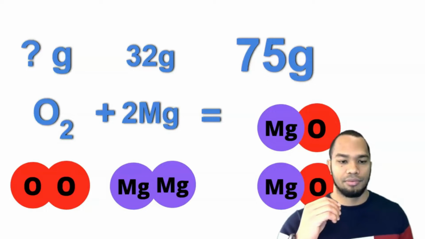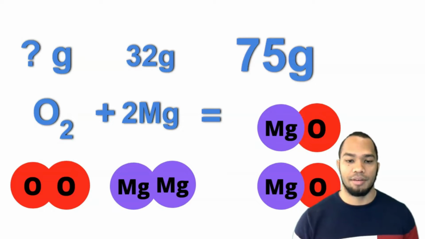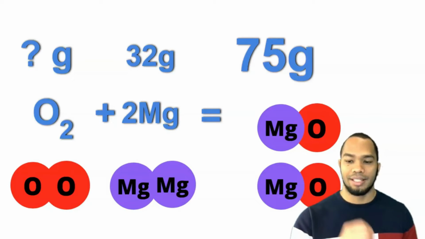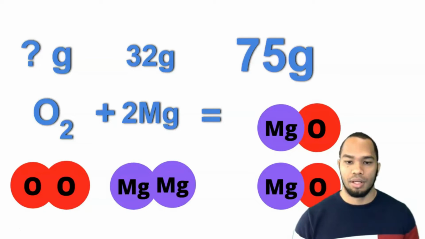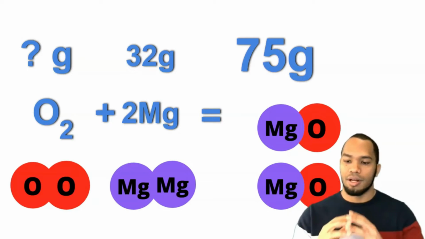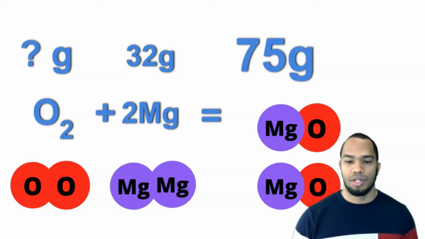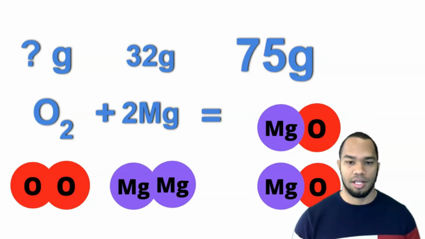And we don't know how much mass of oxygen we have. We know that we have 32 grams of magnesium. So that's the purple atoms there. And when they combine together, the combination is 75 grams. So the question is, how much oxygen did I start with? How many grams of oxygen? So let's take a look at how we do this, if you don't already have the answer.